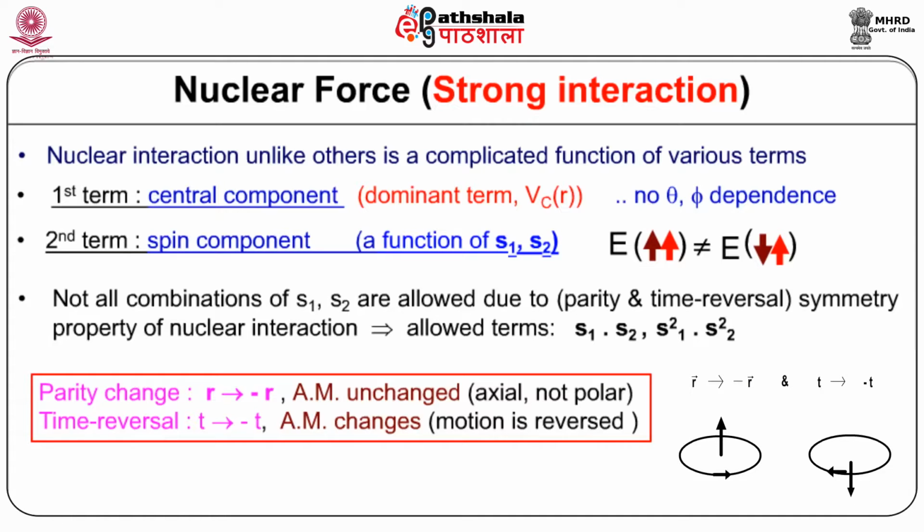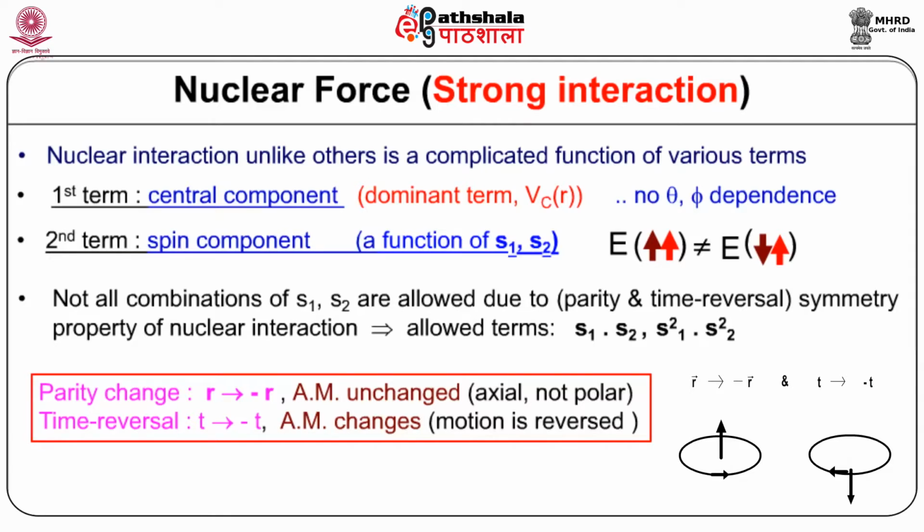Nuclear interaction, unlike others, is a complicated function of various terms. The first term is the central component, which is the dominant term and is represented by VC(r). It doesn't have any theta or phi dependence. It means the main component in nuclear interaction is the central component.